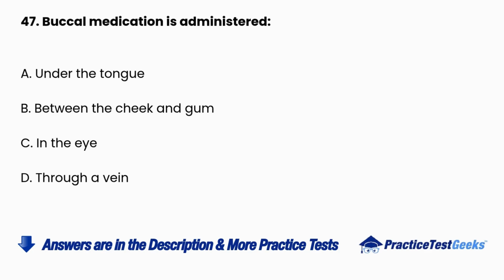47. Buccal medication is administered A. under the tongue. B. between the cheek and gum. C. in the eye. D. through a vein.